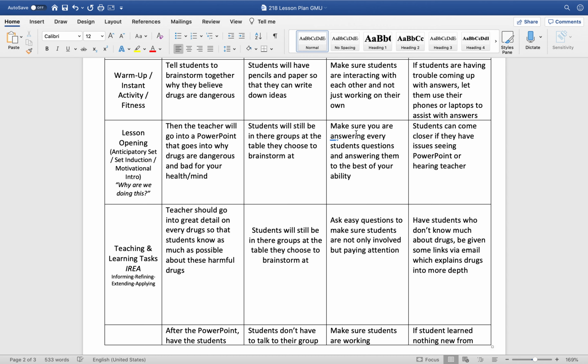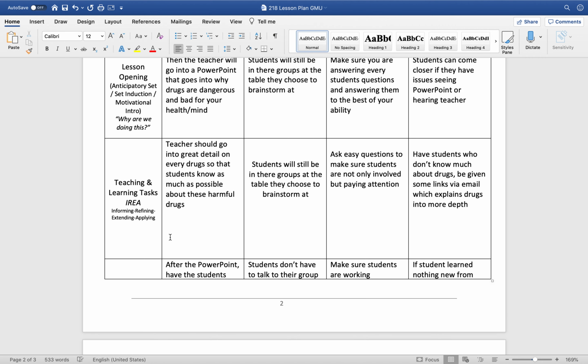And a cue would be to make sure you are answering every student's questions, if you're the teacher, to the best of your ability. That's one cue I put. An accommodation, if students are having trouble seeing the board or hearing you, is to let them know that they can come up and see the board, and understand what's happening.